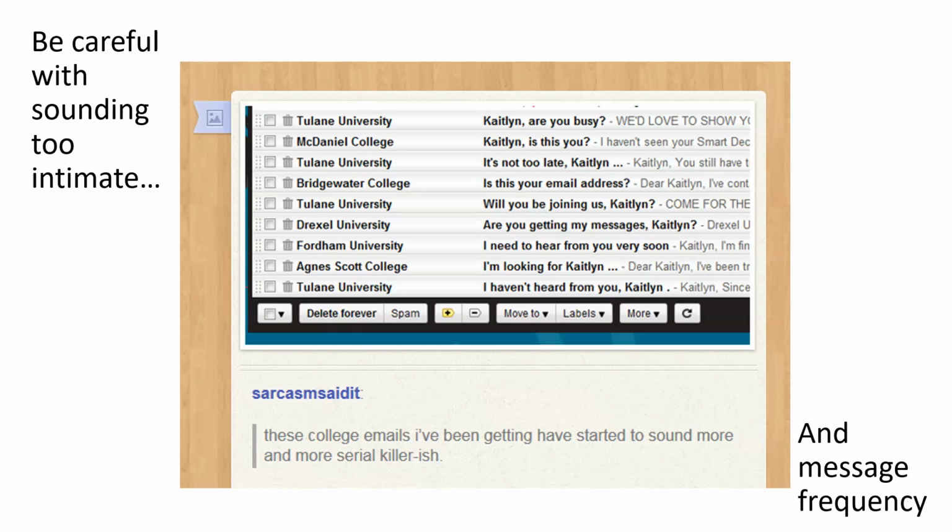And also, as a little joke, be careful about sounding too intimate as well. You may just sound like you're akin to, as user Sarcasm Said It wrote, a little serial killer-ish. Watch the tone and the frequency. The organization consumer might have a relationship, but they're still aware you're not fully a person either.